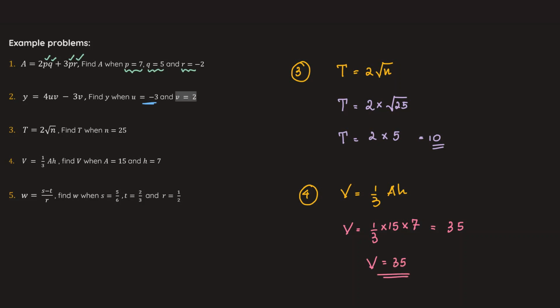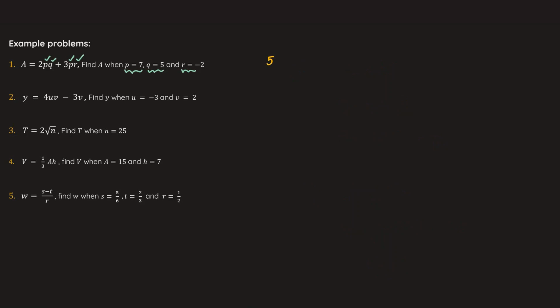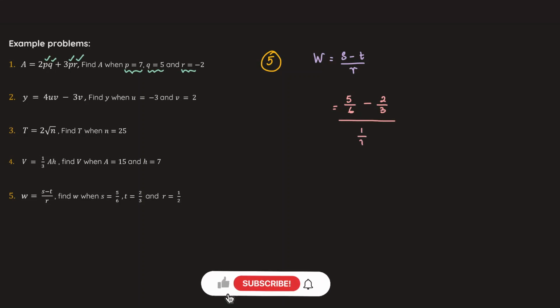All right, so let's move on to our last question. The fifth one. W equals s minus t divided by r. We know the value of s, the value of t, and the value of r. So all we need to do is substitute the values and then simplify them to find the value of w. So let's do that. S is equal to 5 over 6, minus t, which is 2/3, divided by r, which is 1/2.